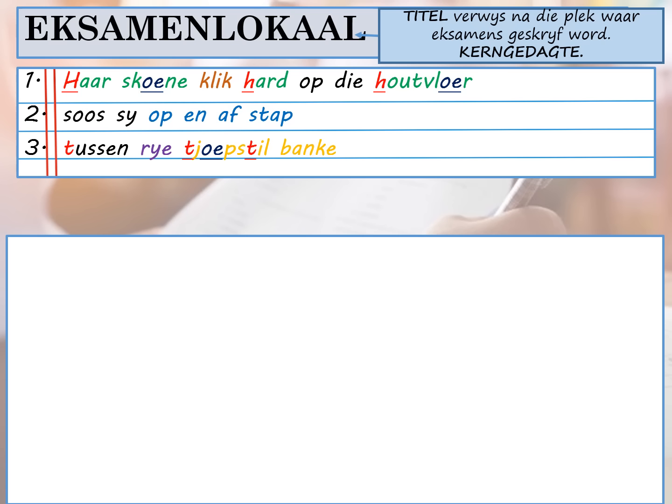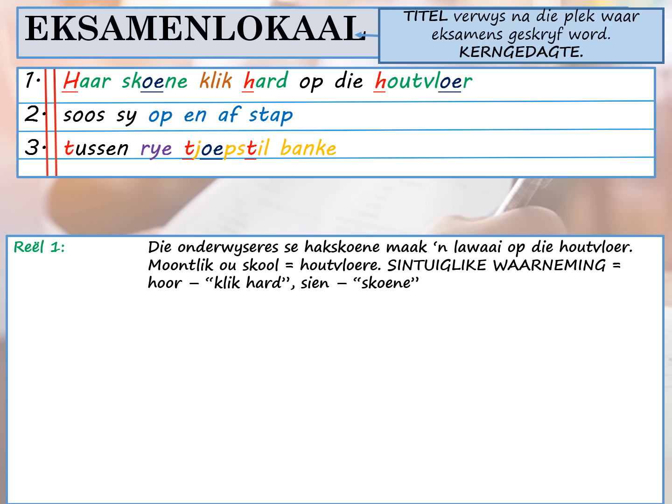Haar skoene klik hard op die houtvloer, soos sy op en af stap tussen rye choopstil banke. Her shoes click loudly on the wooden floor as she walks up and down between rows of quiet desks. In line 1, we have a teacher walking up and down between the learners writing exam. Her shoes are making a noise, so she's wearing heeled shoes or noisy shoes. It could be a female teacher, onderwyseres, invigilating at the exam venue. Possibly this could be an old school that still has wooden floors.